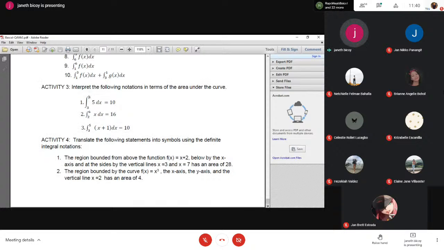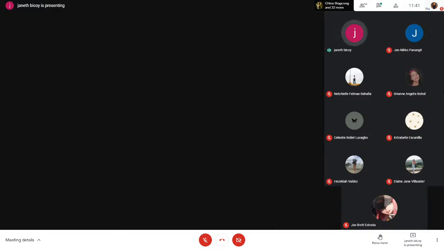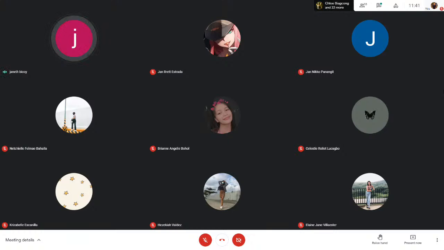Okay, activity number 4 is in words, and you translate it into symbols. So activity 3 and 4 are reversed. In activity 3 we translate into words, and in activity 4 we translate the words into symbols, definite integral symbols. Okay. This is module number 5. Questions on module 5? Okay, I'm going to discuss last but not the least, module number 7.